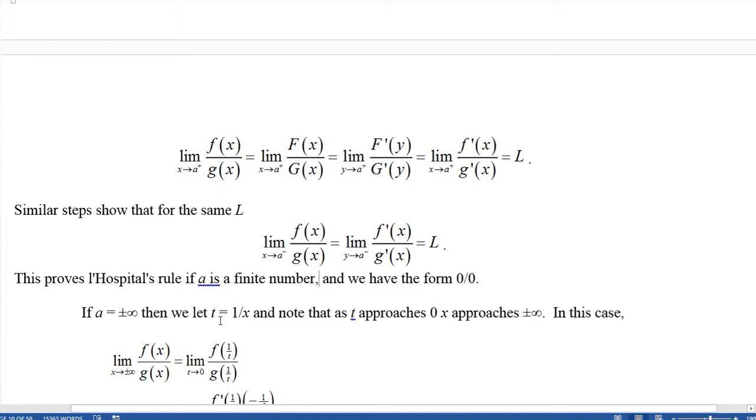What we do to prove that is we do a little transformation here. We let t be the variable 1 over x. Okay? And note that as t approaches 0, x then approaches either positive or negative infinity. Or at least from one side, it approaches positive or negative infinity.